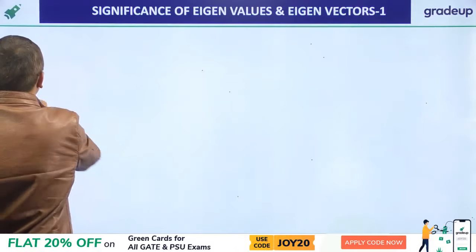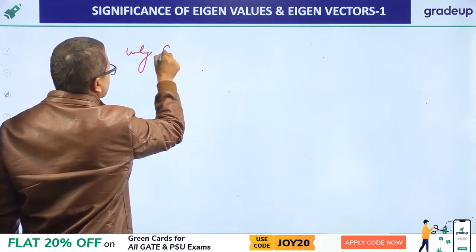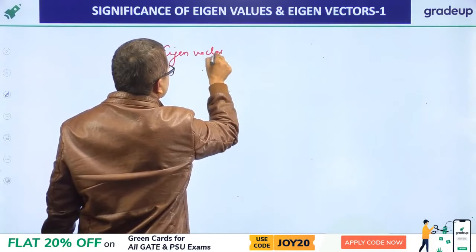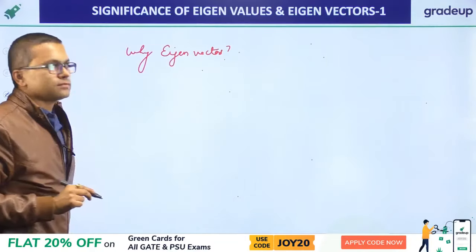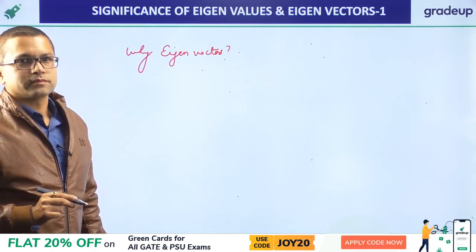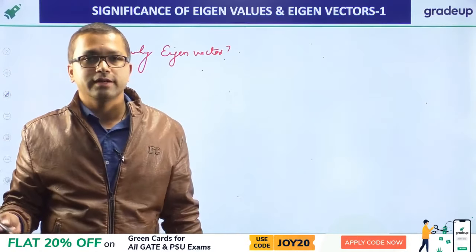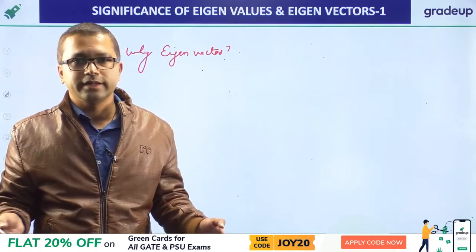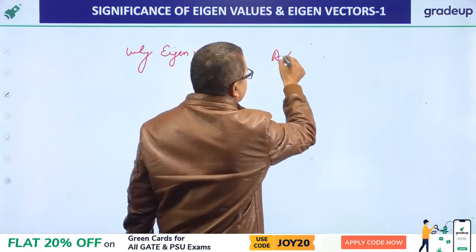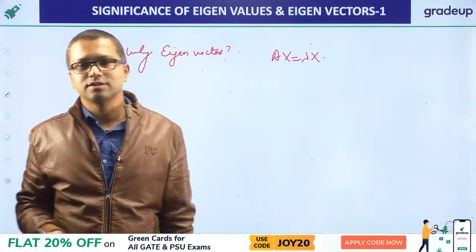Now, why eigenvectors? This discussion is very important. Let's say if you clear GATE and go to IISc Bangalore and they ask you what are eigenvectors, and if you say something like Ax equals lambda x, x is the eigenvector, they are not going to consider it.